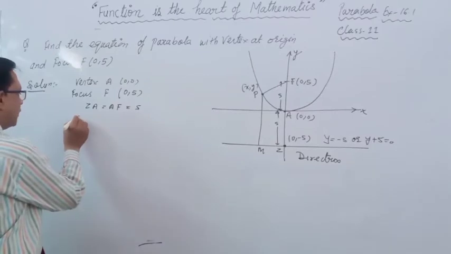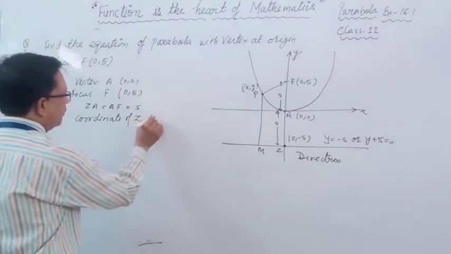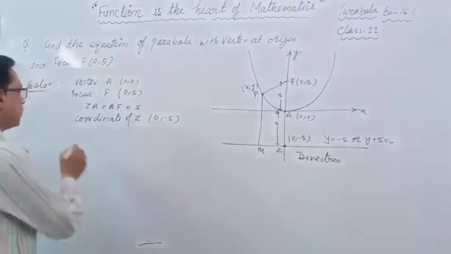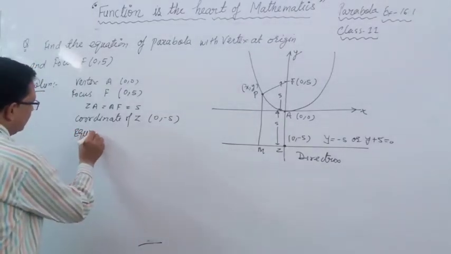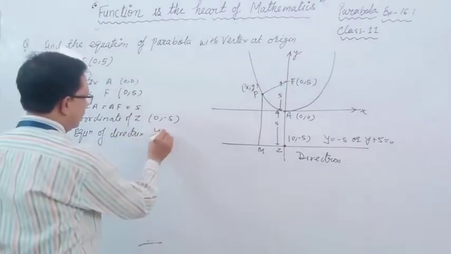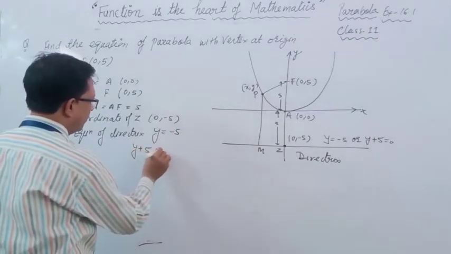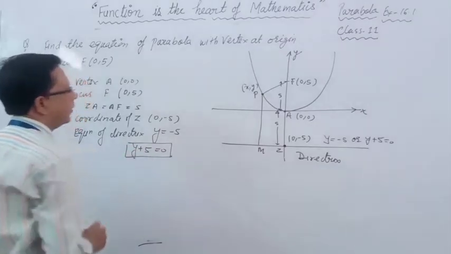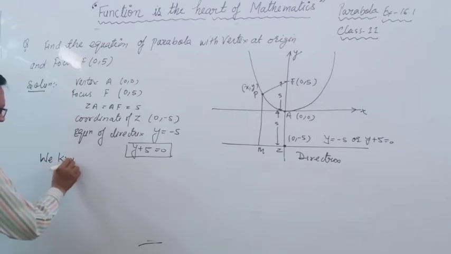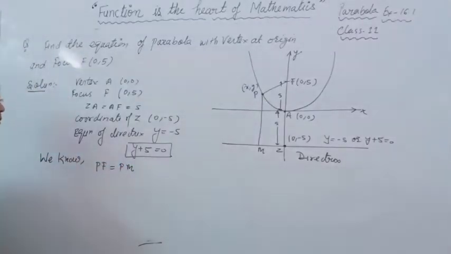So what is the coordinate of Z? Z is (0, -5), because this is in the negative direction of the y axis. So the equation of the directrix is y equal to -5, or y plus 5 is equal to 0. This is your equation of the directrix. And we know that PF is equal to PM by the definition of the parabola.